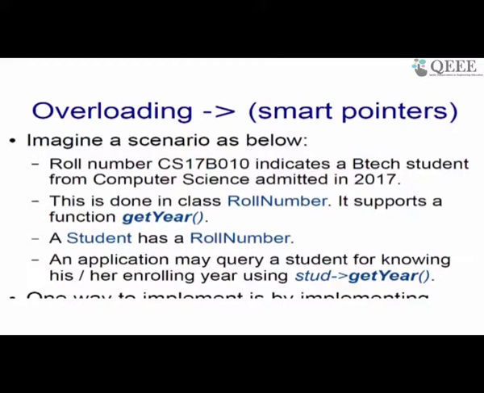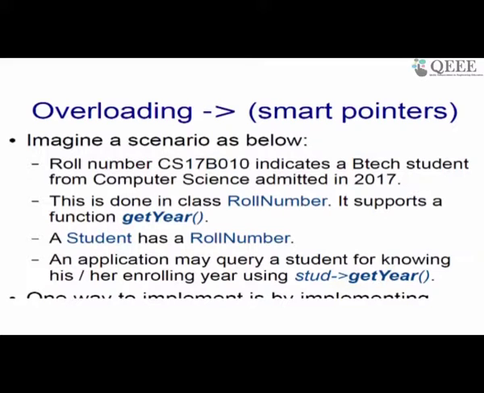However, that getYear is not defined on the student. getYear is defined on the roll number, because you are deriving that information from the roll number. Now one way of solving this is that you can define another getYear on the student. So there is a student getYear which internally calls roll number getYear. This is one way of solving the problem.